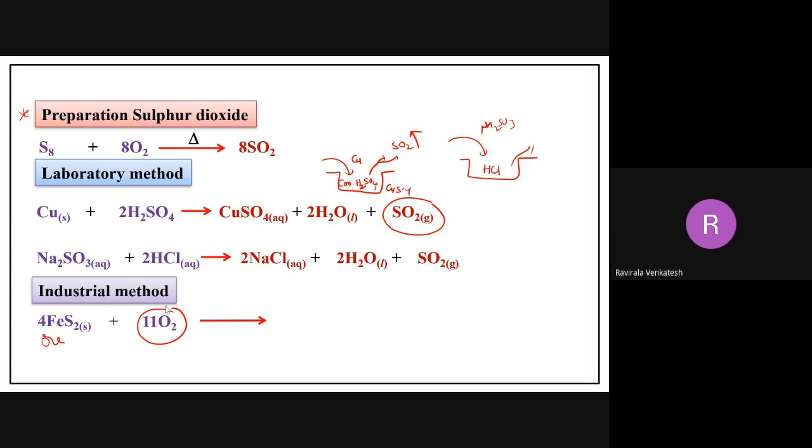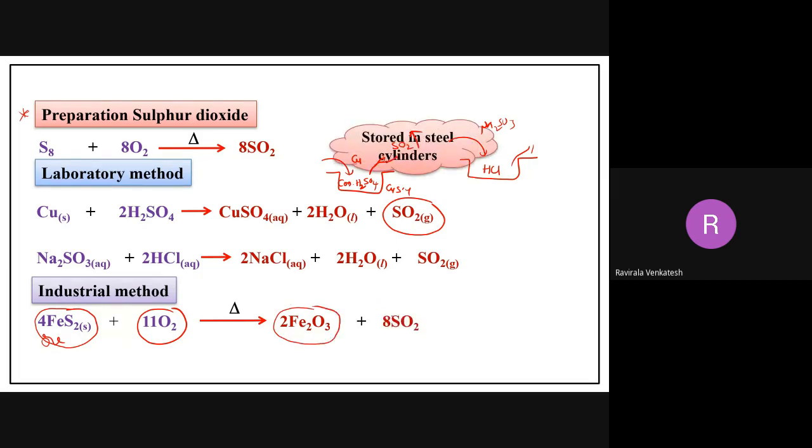In the presence of O2, burning is taking place at high temperature. This sulfide, iron sulfide, will now convert into iron oxide to give sulfur dioxide. So you will get sulfur dioxide. Okay, you are getting what? Sulfur dioxide.